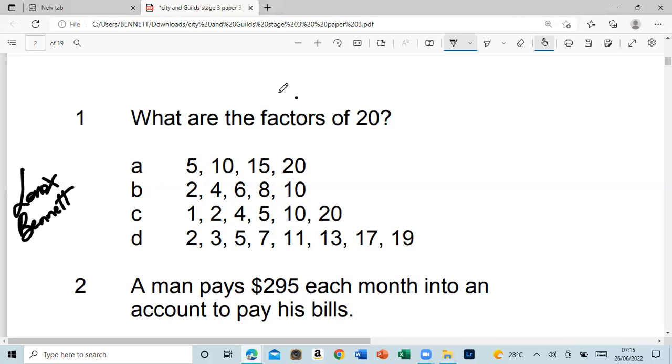So let's go. Number 1 says, what are the factors of 20? Factors are numbers that can go into 20 without leaving a remainder, including 1 and 20. So that would be C.